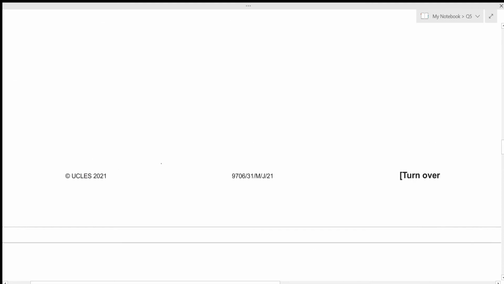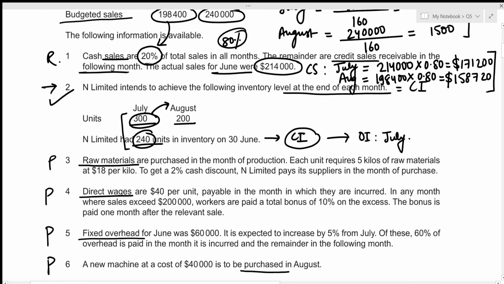All right, now we can move to our payment section. Let's have a look at the given information. So we have the information regarding raw materials. Raw materials are purchased in the month of production, and we already figured out the total number of units produced in the month of July and August in the second part of this question. Then each unit requires 5 kilos of raw materials at $18 per kilo. And in order to get a 2% cash discount, Unlimited pays its supplier in the month of purchase. So if we receive 2% cash discount, then we will only be paying 98% of the expenses regarding raw materials, right? So let's figure out the total expenses for raw materials for the month of July and August.